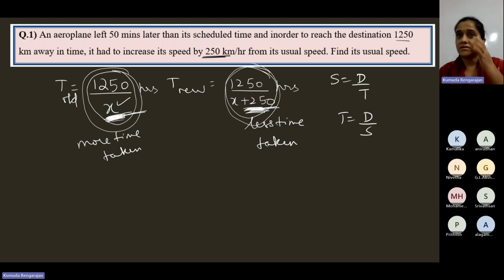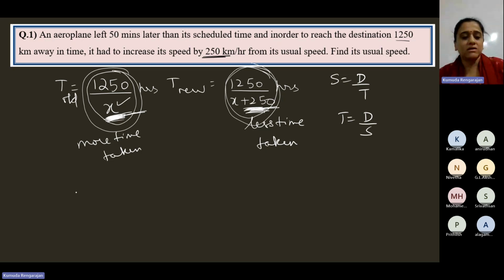Let's see that again. The aircraft does not take off at the scheduled time. It leaves 50 minutes late, but it reaches the destination on time.